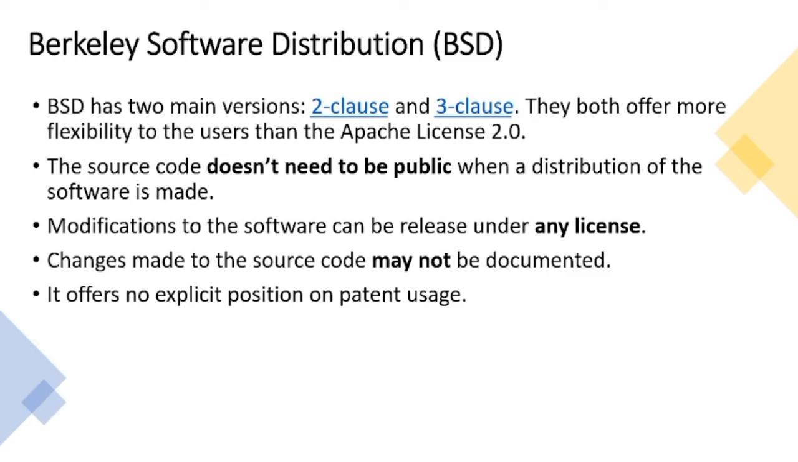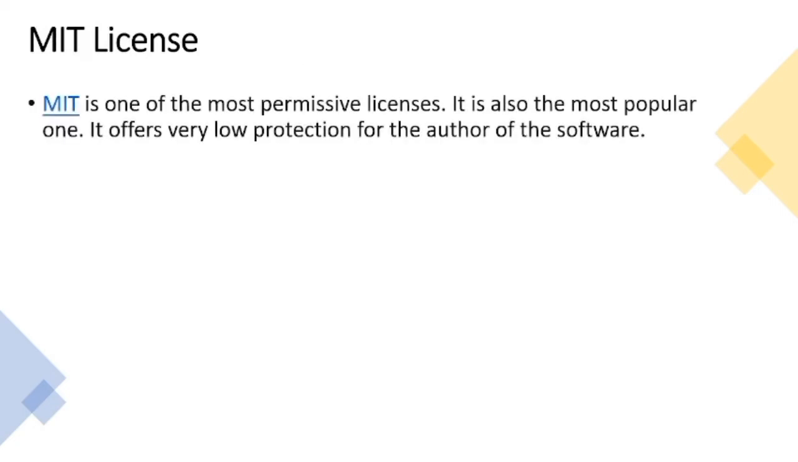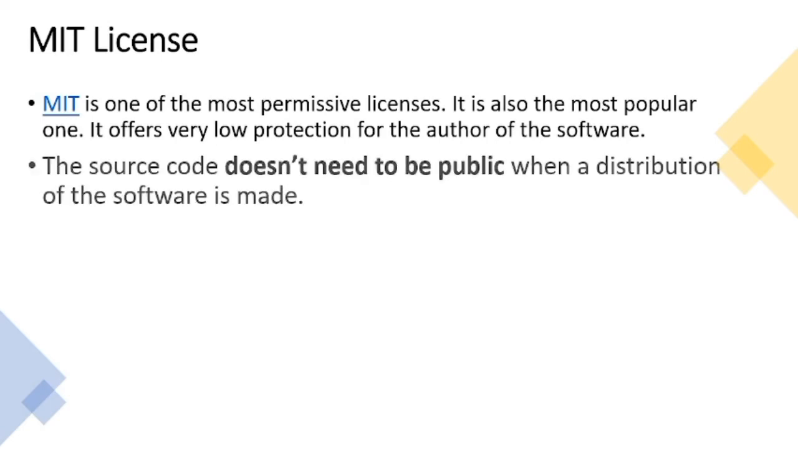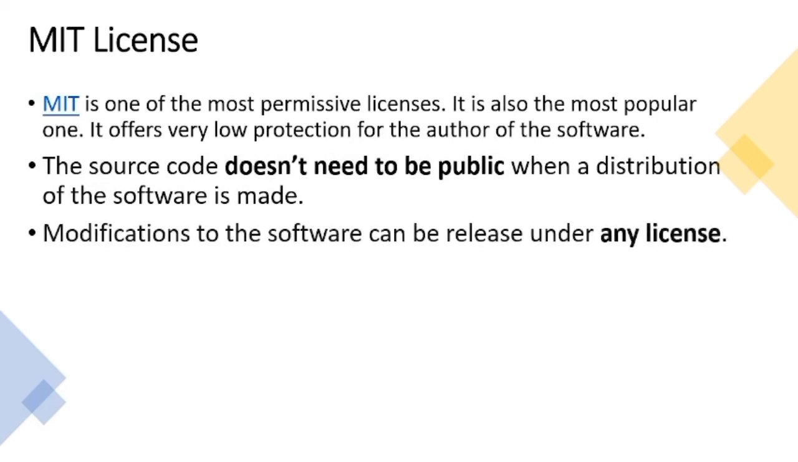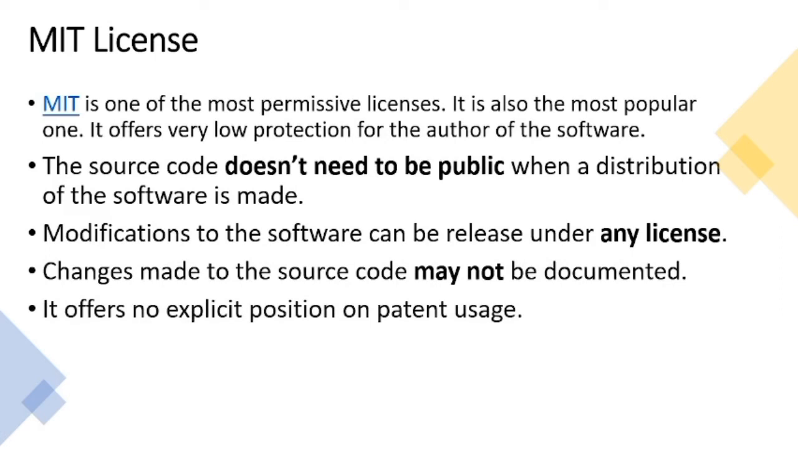Now with that said, let's move ahead with the most permissive license, the MIT license. MIT is one of the most permissive licenses for the user. It is also the most popular one. It offers very low protection for the author of the software. The source code doesn't need to be public when a distribution of the software is made. Modifications to the software can be released under any license. Changes made to the source code may not be documented. It offers no explicit position on patent usage.